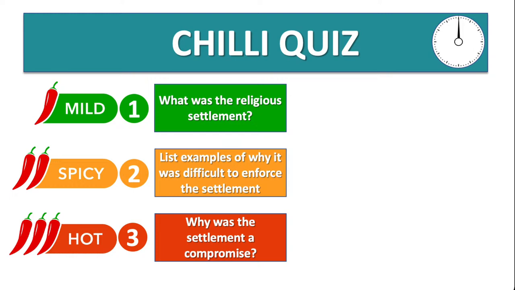Yeah, so here we go. So the mild one, what was the religious settlement? So that's looking back at what we've been talking about today. The spicy one, list examples of why it was difficult to enforce the settlement. And then we've got the hot one, why was the settlement a compromise? Why did they choose to compromise? So I think we have touched on this today, so I'm expecting some excellent answers.